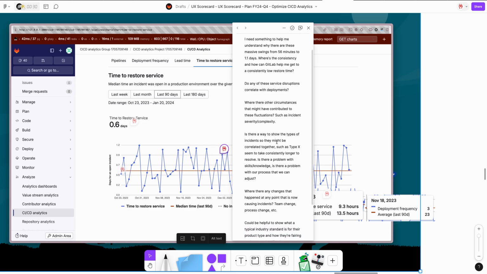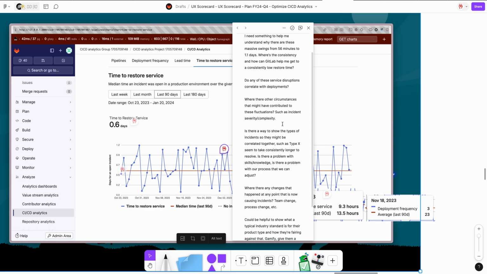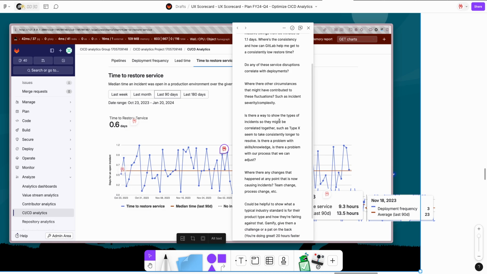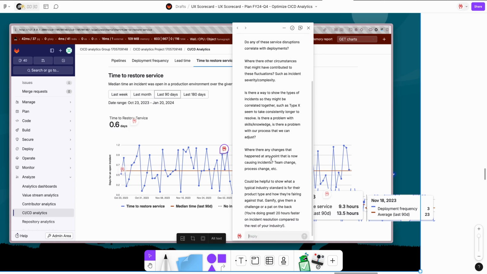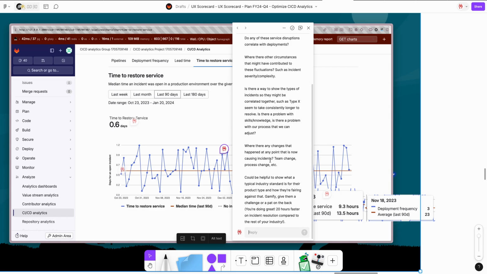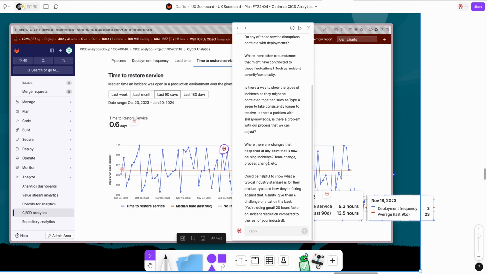Do any of these service disruptions correlate with deployments? Were there other circumstances that might have contributed to these fluctuations, such as incident severity, complexity? Is there a way to show the types of incidents so they might be correlated together, such as type X seems to take consistently longer to resolve than type Y? Is there a problem with skills, knowledge on the team? Is there a problem with our process that we can adjust? Did we change our process that might be leading to this to make it pro or con?